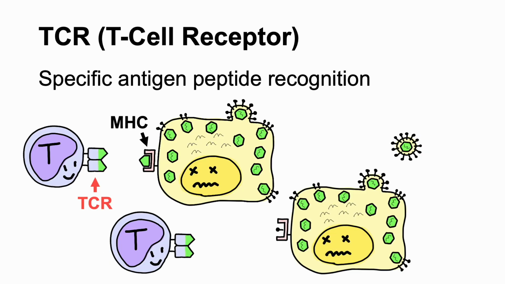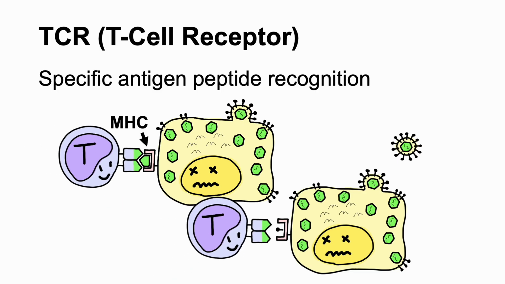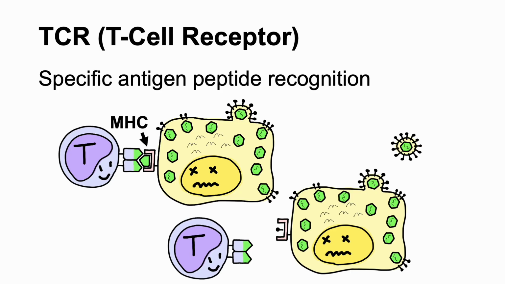T cell receptors, or TCRs, also have antigen specificity. They recognize antigen peptides on MHC molecules of infected or unusual cells. For example, a TCR specific to one of the influenza peptides responds only to cells presenting that peptide.